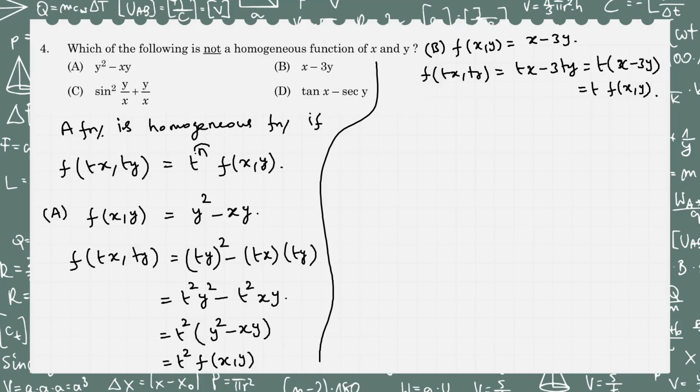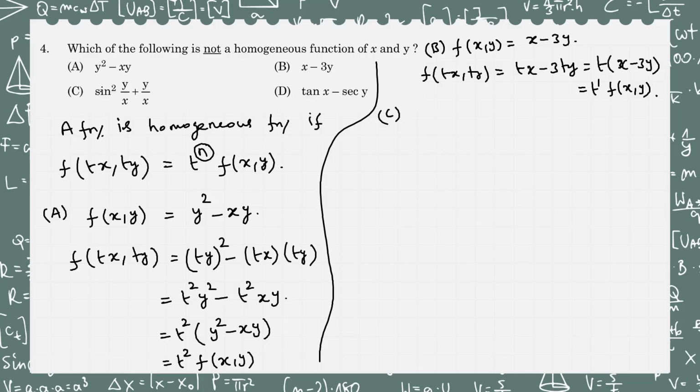And what do you mean by this n in the power of t? That is the degree of the given function. Hope you can see the first function given in option A is of degree 2. That's why we are getting t power 2 f of xy. Same way, the function given in option B is a linear function, right? So degree is 1. So we are getting t power 1 times f of xy. So option B function is also a homogeneous function only.